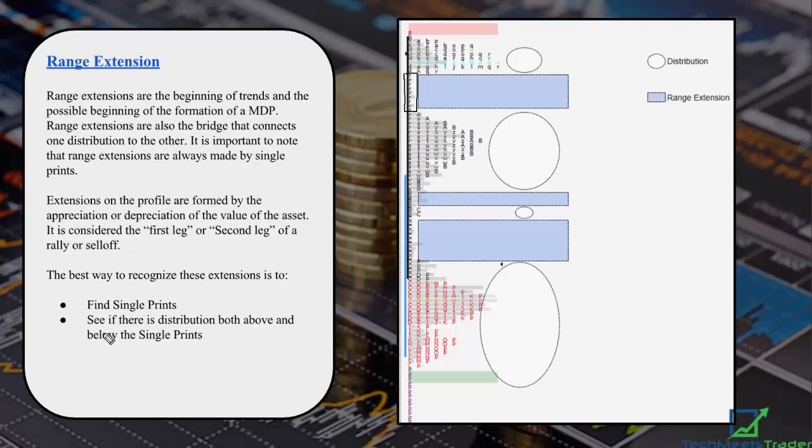We found it. Number two, see if there is distribution both above and below the single prints. Here we can see distribution above and below the single prints. So we definitely extended the range from this distribution to that distribution. Here we also extended the range between this distribution and this distribution. And as you can see, this was leg number 1 on this sell-off, and this was leg number 2 on the sell-off. Big sell-off here on this profile.